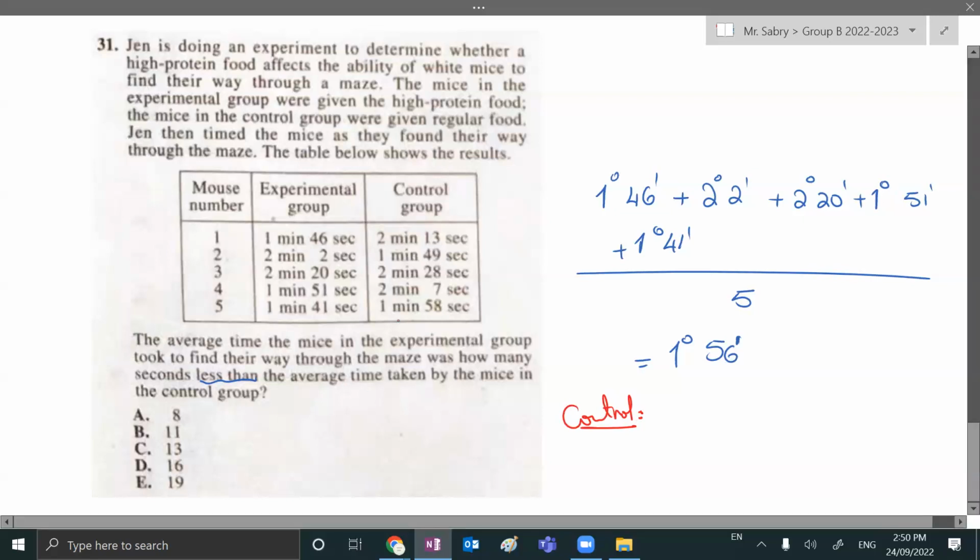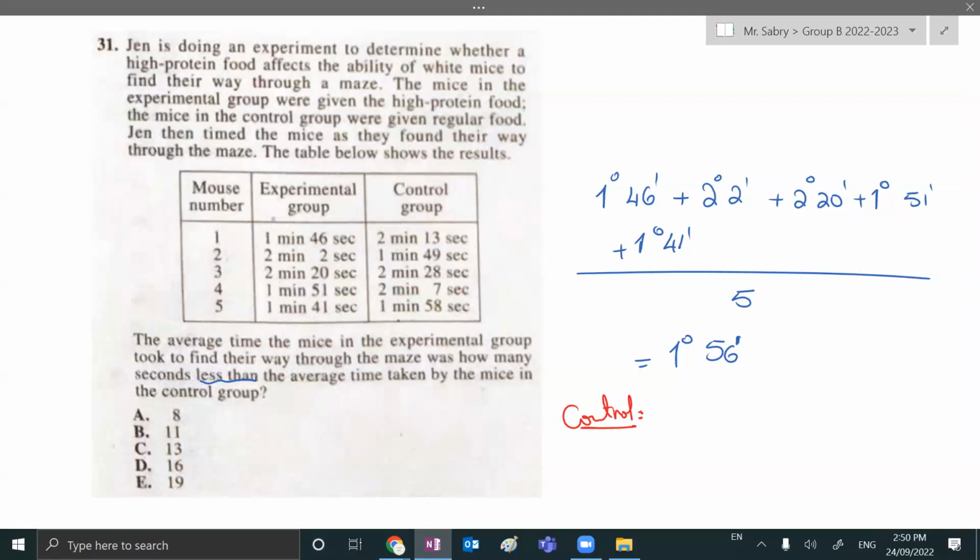I did something wrong. Oh, I got it. Just give me 1 second. I'm sorry.